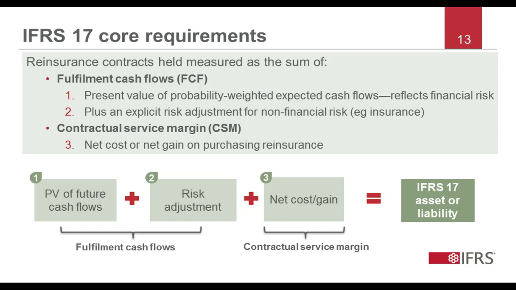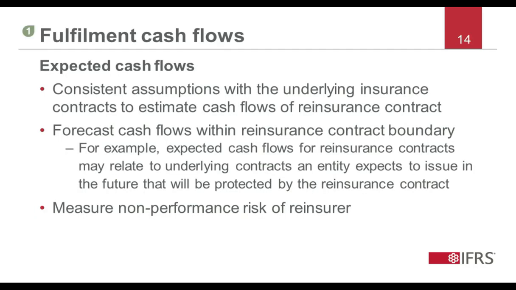The first component of the fulfillment cash flows is the net future cash flows reflecting financial risk. The probability weighted cash flows are brought into present value terms. Additionally, the fulfillment cash flows include a risk adjustment representing the amount of risk being transferred to the reinsurer. This is added to the present value of the probability weighted cash flows. The second component, the contractual service margin, represents the net cost or net gain on purchasing reinsurance for services yet to be received. The next slide discusses the measurement requirements in further detail.